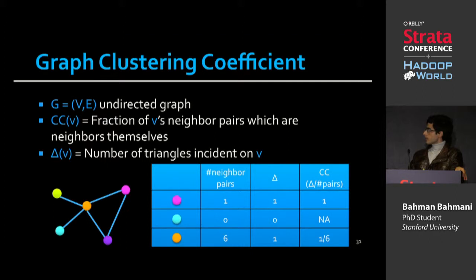And for this orange node, the number of neighbor pairs is, okay, so it has 4 neighbors. Any pair of those neighbors forms one of those pairs, so there's 4 choose 2, or 6 such pairs. And the number of triangles incident on it is just 1. And the clustering coefficient is 1 over 6, because again it has 6 pairs, and there's only this pair, which forms a triangle, which are linked together. So that's always true, that the clustering coefficient is the number of triangles divided by the number of neighbor pairs.